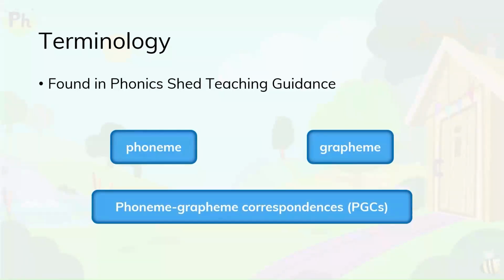So a phoneme is the smallest unit of sound in language. For example, the word cat has 3 phonemes in it, 3 sounds: k, a, t. A grapheme is the letter or combination of letters that links to a single sound, or a single phoneme. The link between the grapheme and the phoneme is called the phoneme-grapheme correspondence, or as we often refer to it, PGC for short. PGCs are the main bulk of knowledge that we're trying to get across to the children within the phonics curriculum.